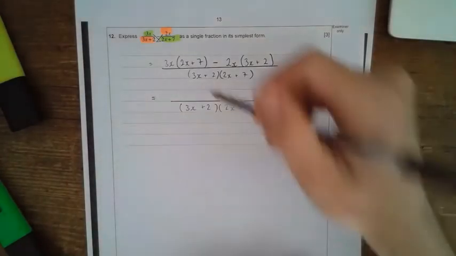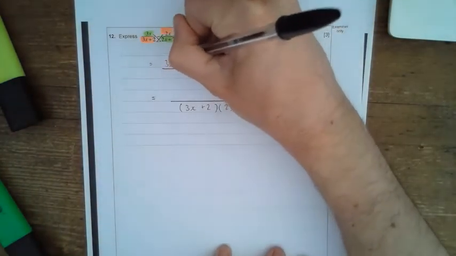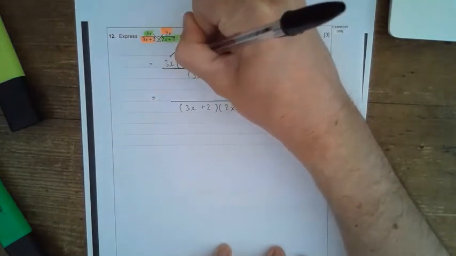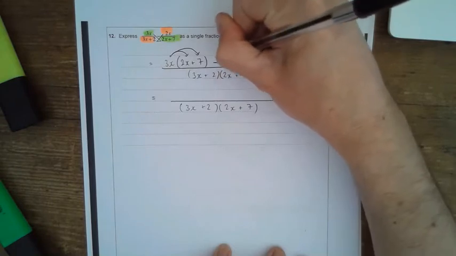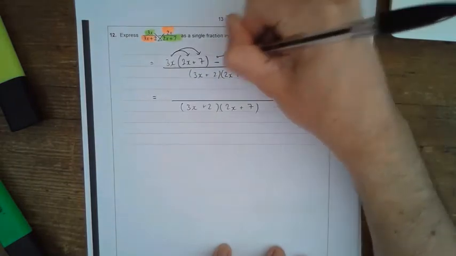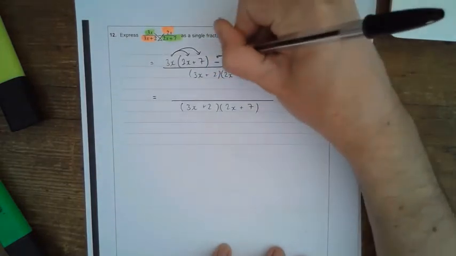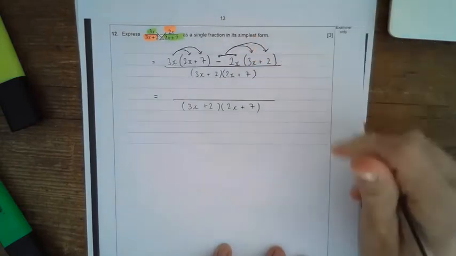Okay, so what I need to do now is expand the brackets. The number on the outside multiplies both of the numbers on the inside, but don't forget that this 2x isn't 2x, it's minus 2x. All of this is included. Okay, that's where you're most likely to make a mistake here.